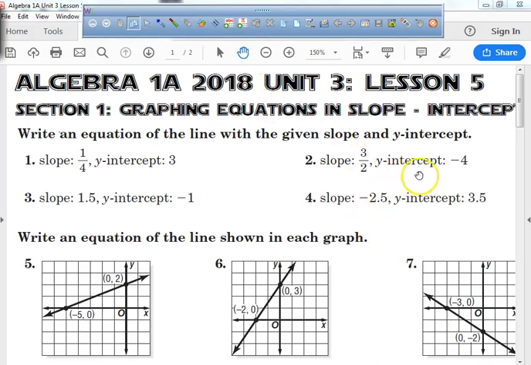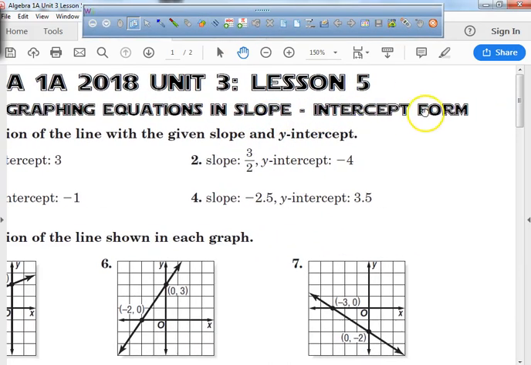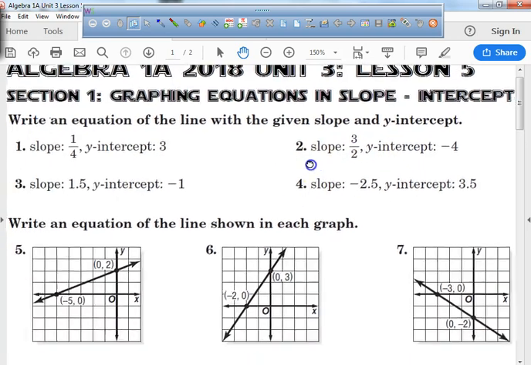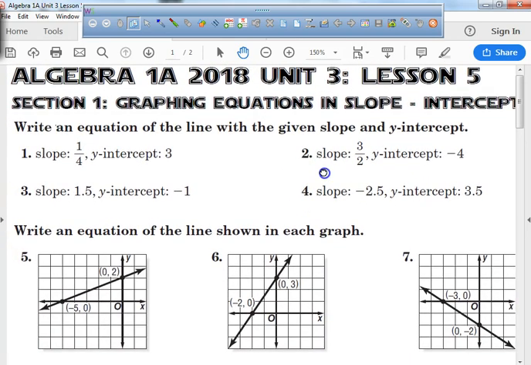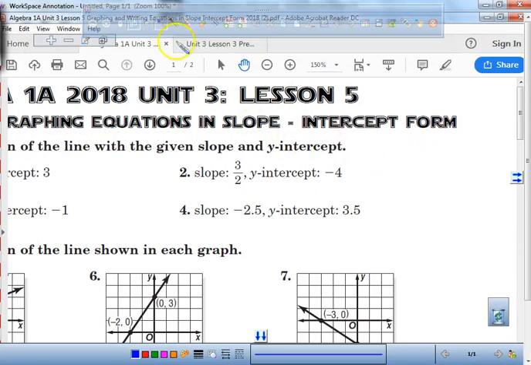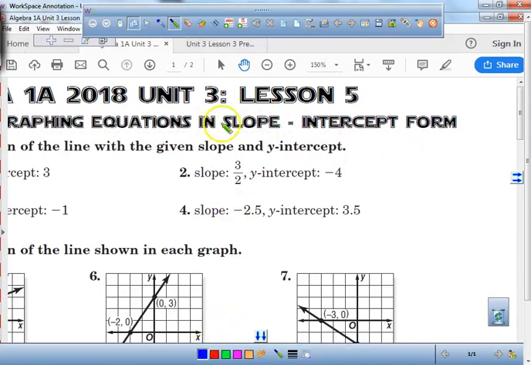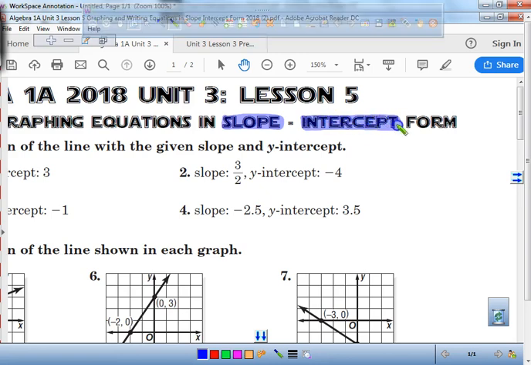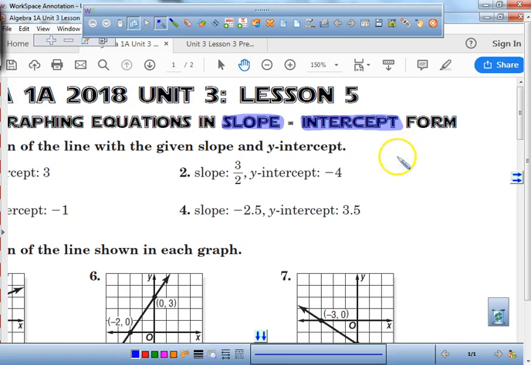Everybody, we're going to be working on Slope-Intercept Form. That's what we're going to be working on all day. At this point in your life, you should know what Slope-Intercept Form is. When I say Slope-Intercept Form, you're like, ooh, I know what it is.